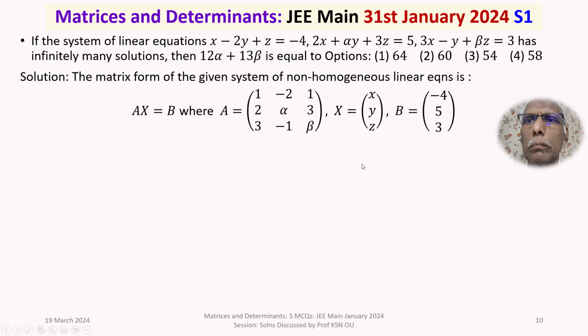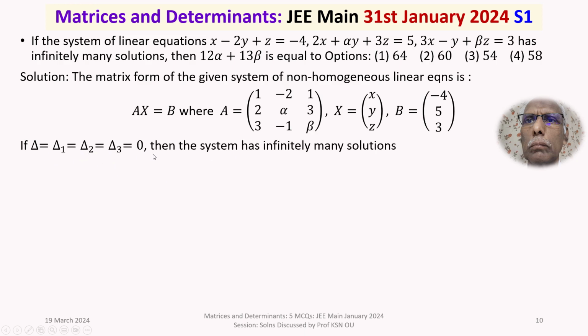Agreed. Now let's recall: if delta is equal to delta 1 is equal to delta 2 is equal to delta 3 is equal to 0, then the system has infinitely many solutions. What is this delta? Delta is the determinant of A. What is this delta 1? Delta 1 is precisely the same as delta, with the first column replaced by the column vector B, that is -4, 5, 3. So also in a similar manner, delta 2, delta 3.